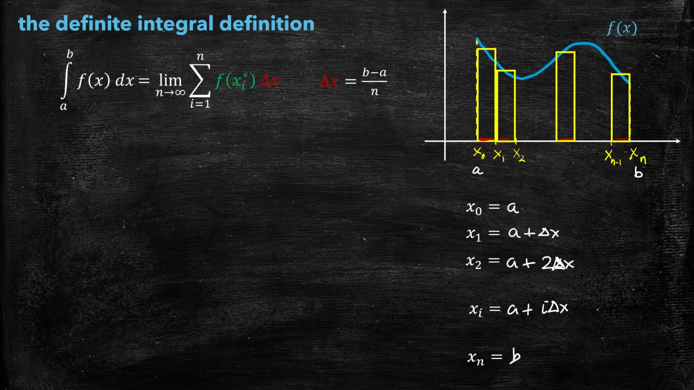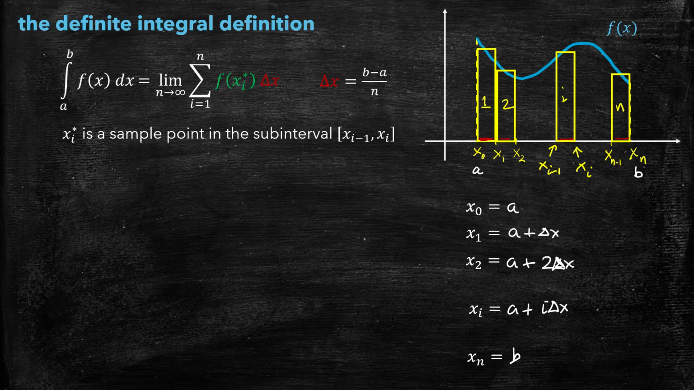So where does that leave us? What exactly is xi? Well, let's call this the first rectangle, the second, this is the nth. Let's call this the ith rectangle. That means that the left endpoint of that rectangle, so for the first rectangle, the left endpoint is x0, for the second it's x1, so this will be xi minus 1. This right one will be xi. And xi star is just a sample point in that interval. It could be the left endpoint, it could be the right endpoint, the midpoint, or some randomly sampled point.